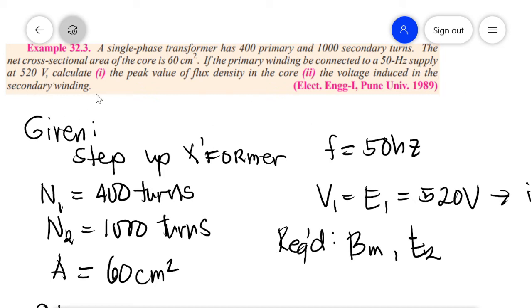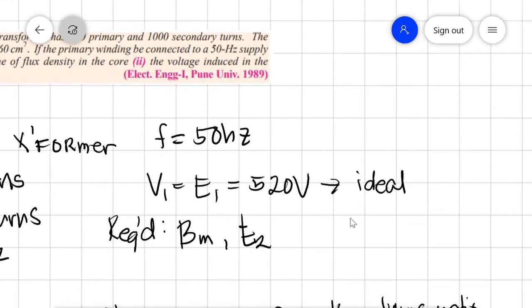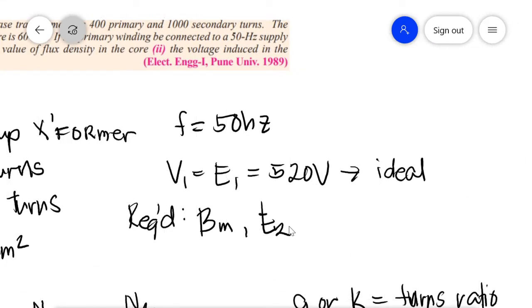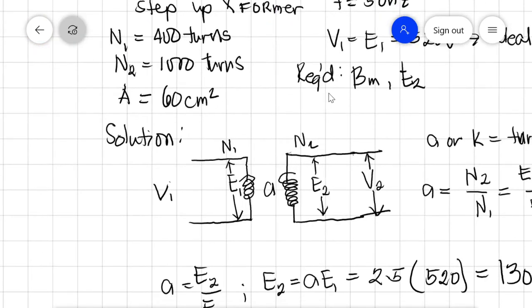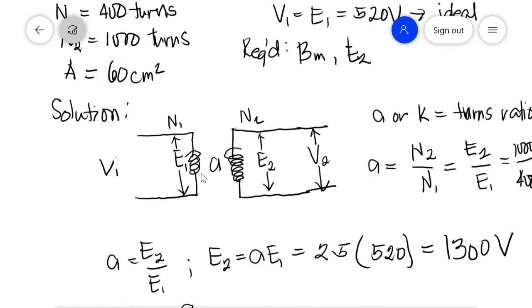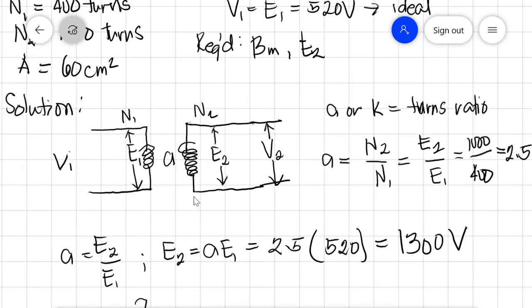In an ideal transformer, as we have said earlier in our discussion, the input voltage is equal to the induced voltage in the primary winding, as well as in the secondary. So V1, the input voltage, is equal to E1, the induced voltage at the primary, which is equal to 520 volts, since it is an ideal transformer. So required is the maximum flux density of the transformer and the induced EMF, E2. This is the circuit diagram of the transformer. We have the primary, 400 turns, the secondary, 1000 turns, and the turns ratio between the primary and the secondary is the letter a or small letter K.